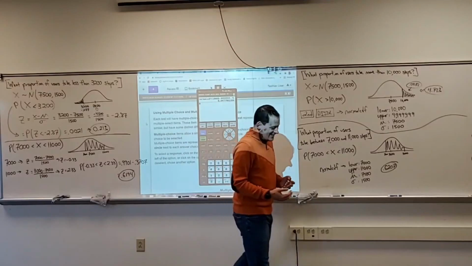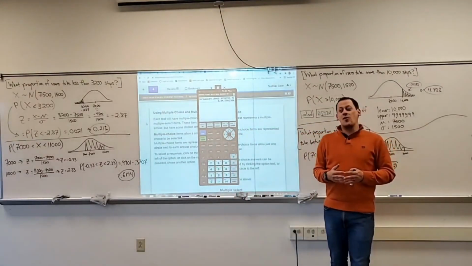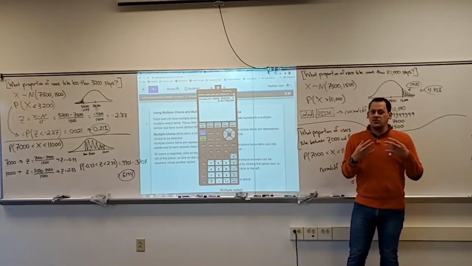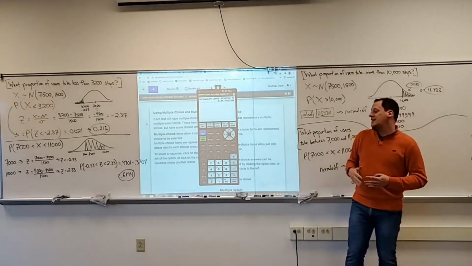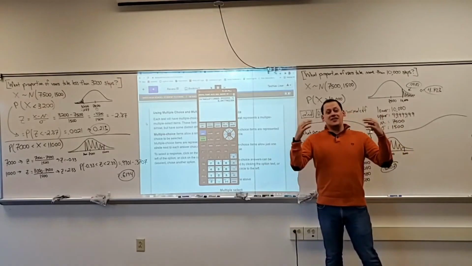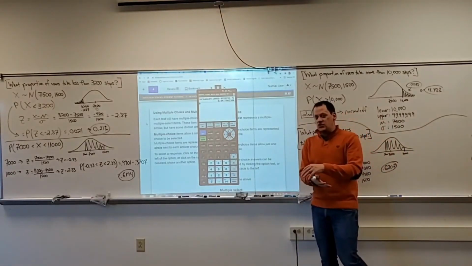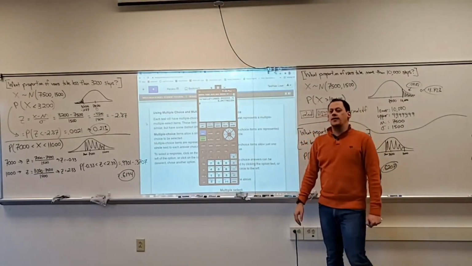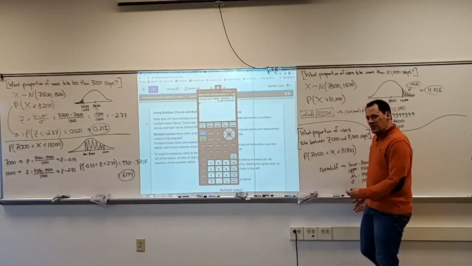That's a lot of work, especially for a problem that asks for the area between two values. Using the table, that was always the hardest type of problem. Now we actually have to calculate the z-scores first, then do all that work. It's doable, it's not impossible, but it might take you a while. Now I'll see how it works using the calculator.